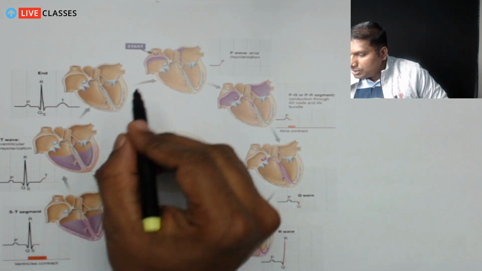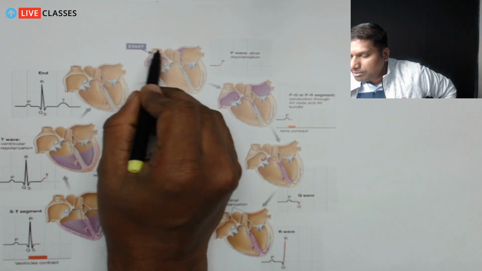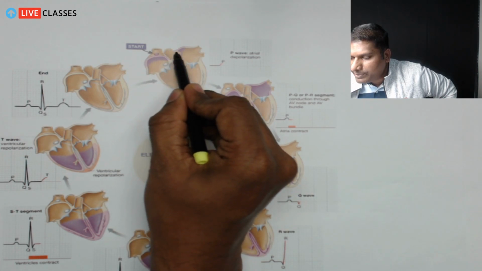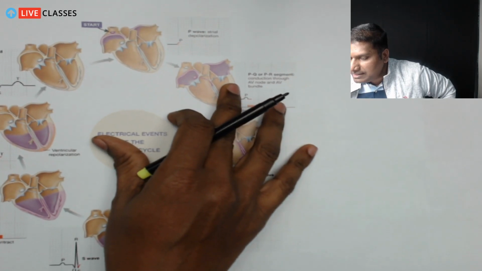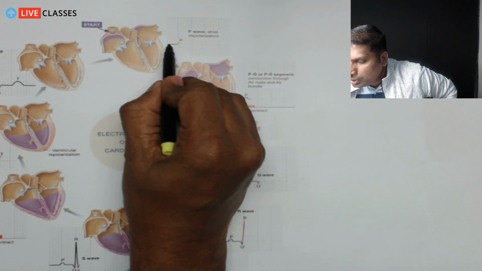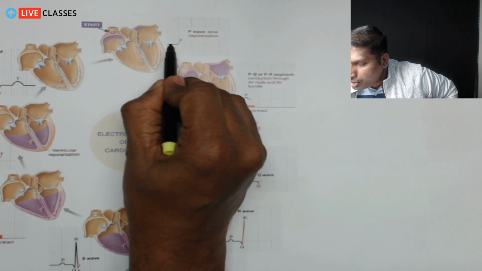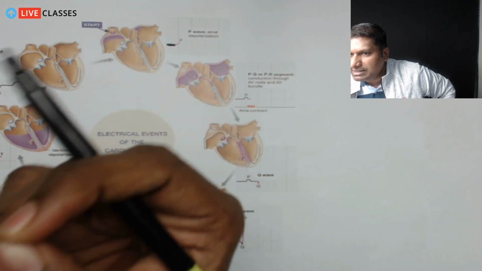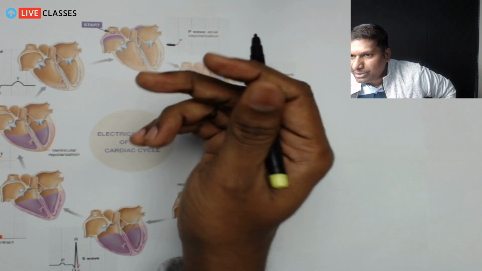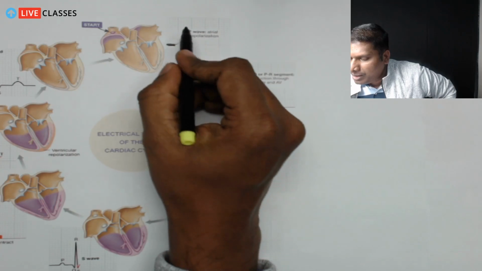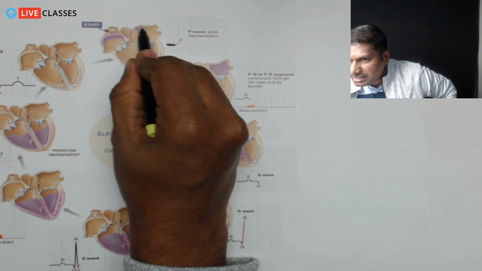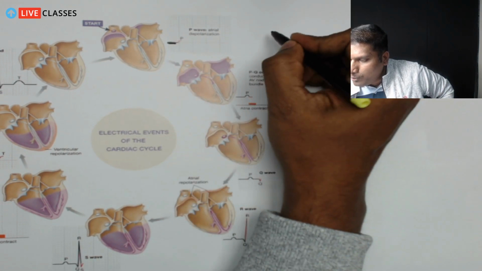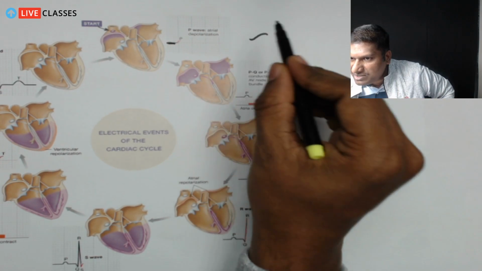Okay. So the first thing is your SA node, which is auto-excitable, generates the signal, right? That signal is spreading. When the SA node gets excited, you don't see a peak. You see a flat line. The signal generated is very small. Then the signal starts to spread, and that is when you actually see a peak forming.